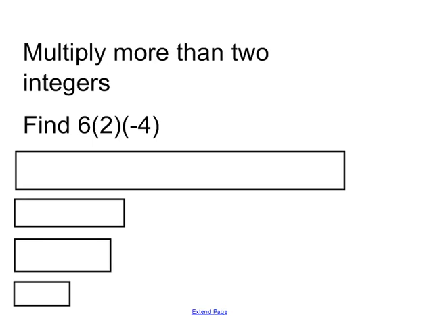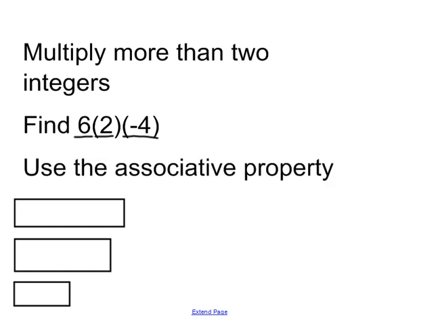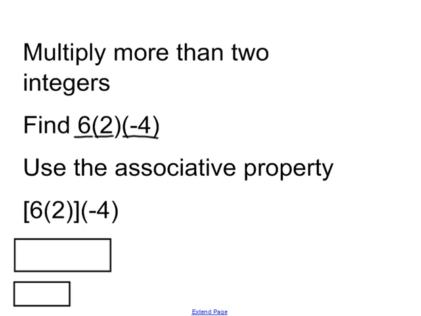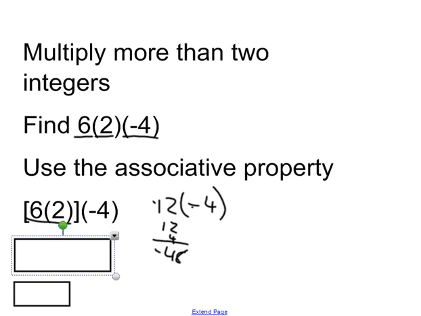Multiply more than two integers. Well, that's just a little bit more complicated step, but it follows the same rules. If I'm multiplying 6 times 2 times a negative 4, I'm going to do a little bit of grouping using the associative property. I'm going to say it's the same as saying 6 times 2 times negative 4, and I'm going to do what's inside the big brackets first. So 6 times 2 is 12, and it's positive. 12 times a negative 4, I actually multiply 12 times 4, and I get 48. Since the signs are different, the product is negative.